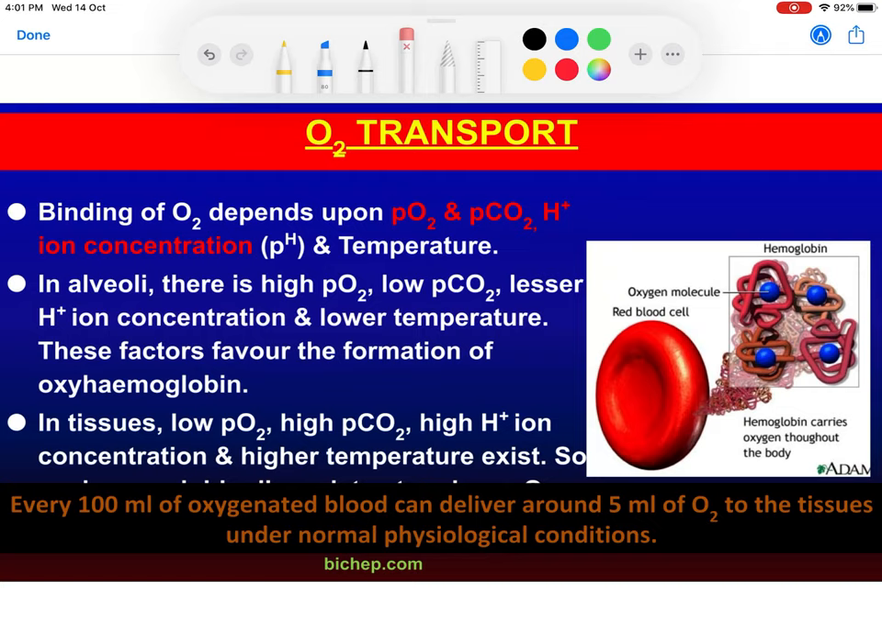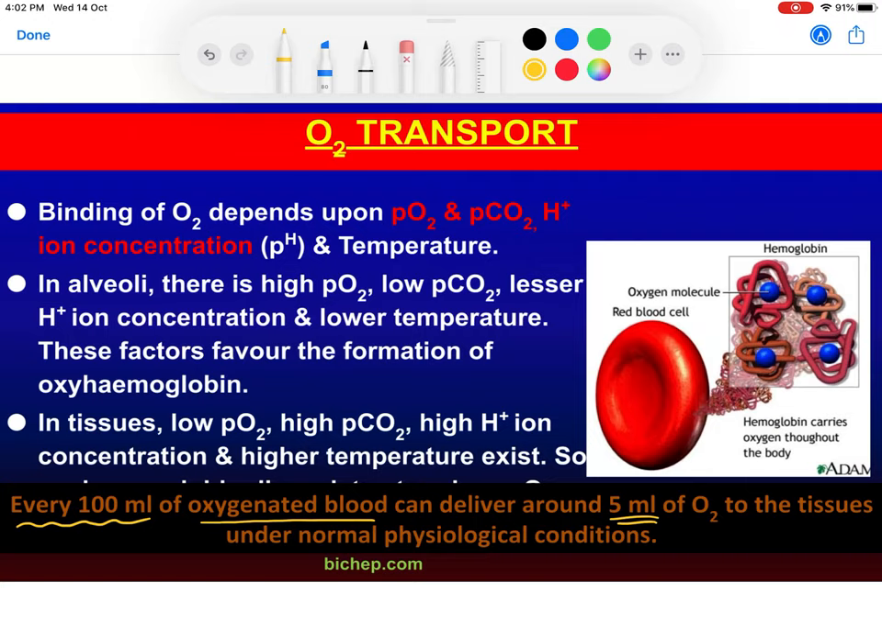So that is how the formation or dissociation of oxyhemoglobin depends on these four major factors we have discussed. The last thing we are discussing, regarding the four parameters and oxygen transport, is that every 100 ml of oxygenated blood can deliver around 5 ml of oxygen to the tissues.